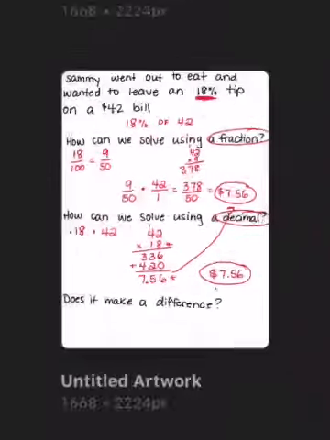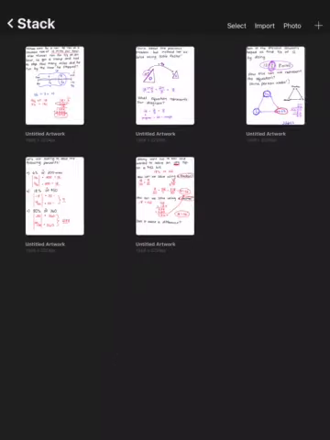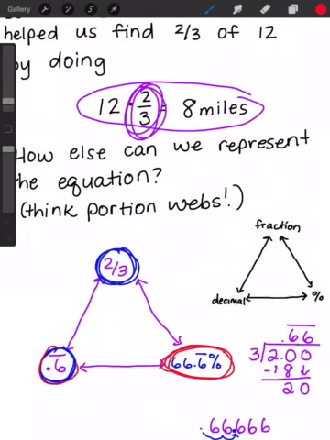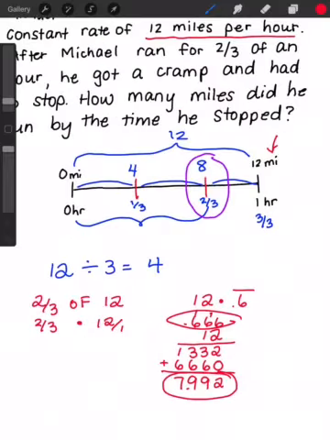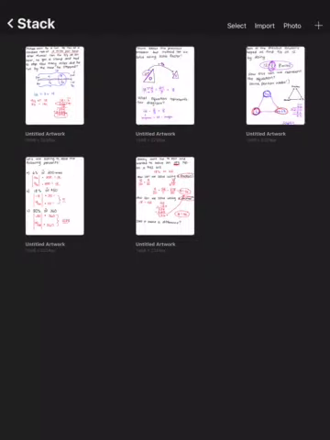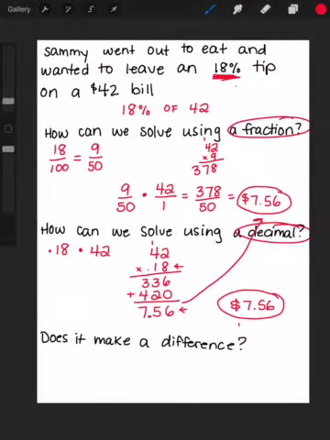The only way that that might be slightly different is if you're in this situation where you have a repeating decimal and it might be a little teensy bit off, just like we had up here where we had 7.992 instead of 8. But that's because I only did 3 decimal places, and we know a repeating decimal goes on forever. If we had 100 decimal places in there, it's going to be as close to 8 as it could possibly be. But it might look a little bit different, but it's technically the same answer. Okay? So does it make a difference? Absolutely not. You can choose either way to do it, and it gives you the same exact answer.